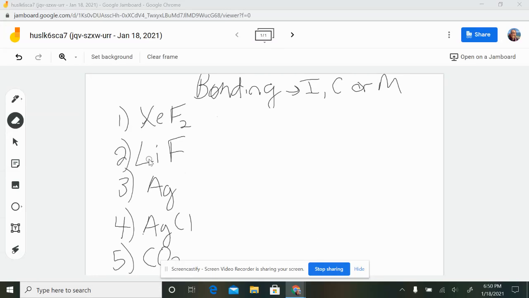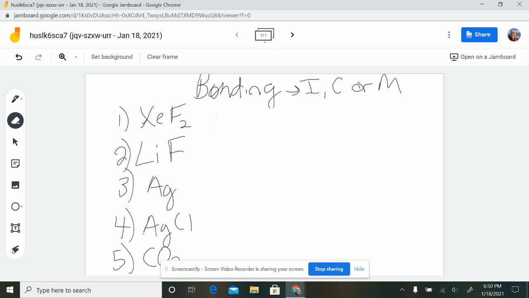Hey guys, we are going to play that game. Is it ionic, covalent, or metallic bonding? I'm just going to really quickly recap all the different ways that you draw ionic compounds versus covalent versus metallic. So, first compound, XeF2, what is it?